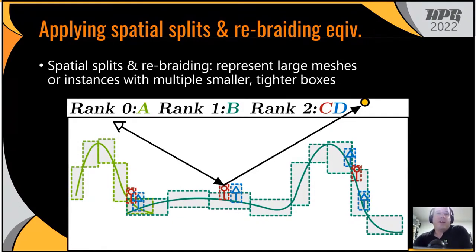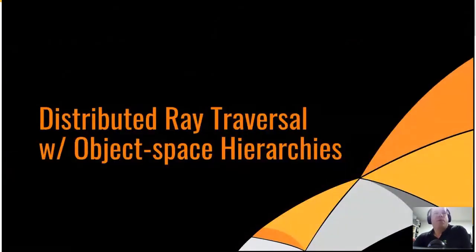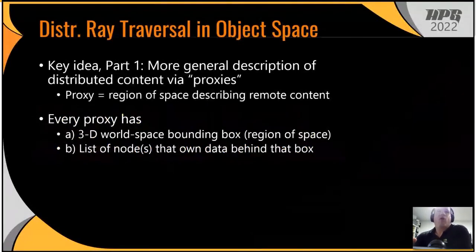We still have the benefits from the object space partitioning, but if we had a clever traversal algorithm, the ray in this case would not have to move at all. All the work could be done on the right node. So that is basically what we want to be able to achieve. Now with that, the question is, how can we actually do that?